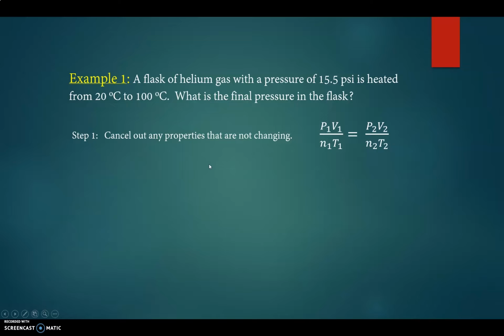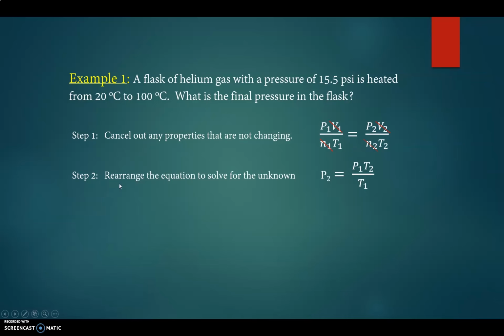So the first step in doing a combined gas law problem is to eliminate any of the properties that are not changing. If we take a look at this, we can see that volume is not mentioned and moles is not mentioned, which means those two properties are not changing. So we can cross those out. So we can take the two volumes out of the equation and the two moles, and lo and behold, we're left with P1 over T1 and P2 over T2, and that's Gay-Lussac's law. We didn't have to memorize Gay-Lussac's law. It simply dropped out of the combined gas law when we needed it.